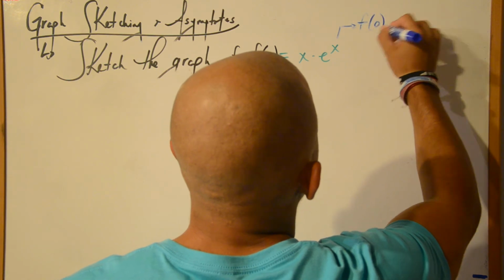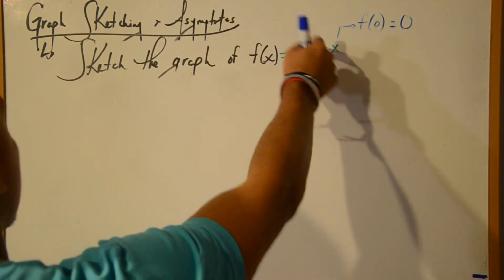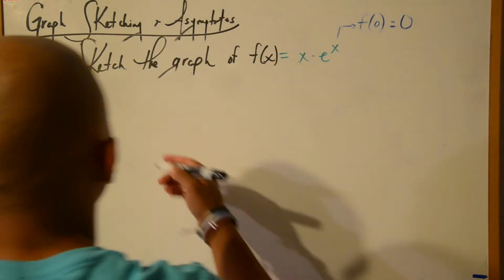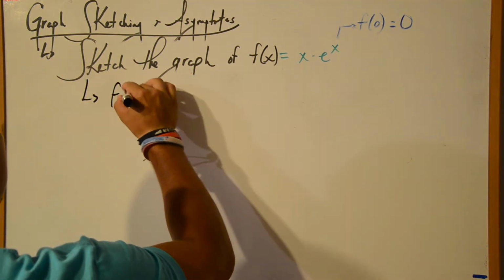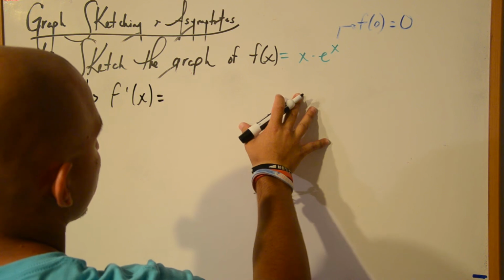F of 0 is clearly equal to 0. 0 times e to the 0, which is 1, will still yield you a 0. Next up would obviously be the first derivative, so we can identify any extrema and the increasing, decreasing behavior of the function.